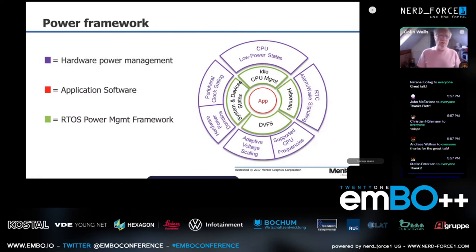The center of this diagram is the application code. The next layer out is the RTOS power management framework. And the next layer out from that is the hardware power management itself. So this is all the aspects of the hardware which can be controlled.